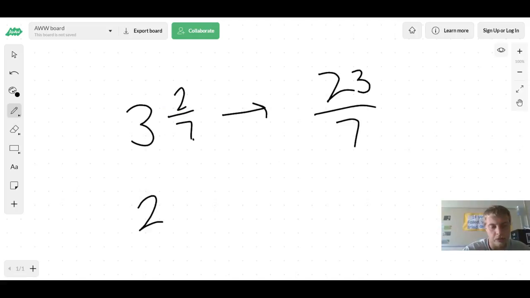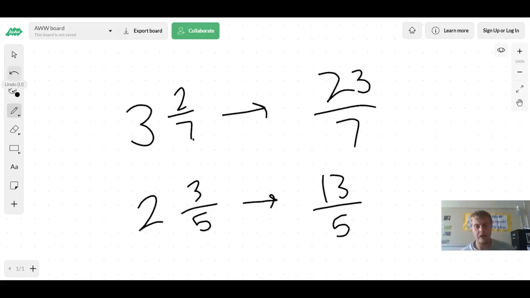So we'll do one more example of that. If I have 2 and 3/5, well, if I want to change this into an improper fraction, we'd have 2 times 5, which is 10, plus 3 is 13. So that'd be 13/5. So that's my improper fraction.